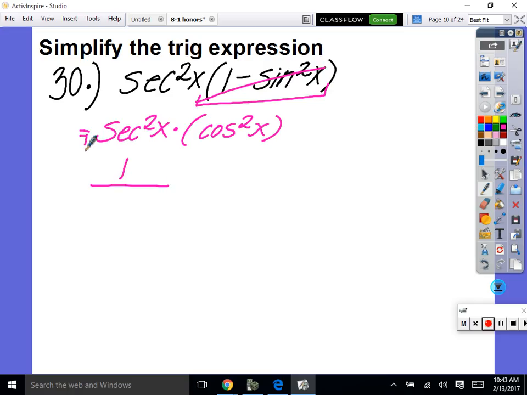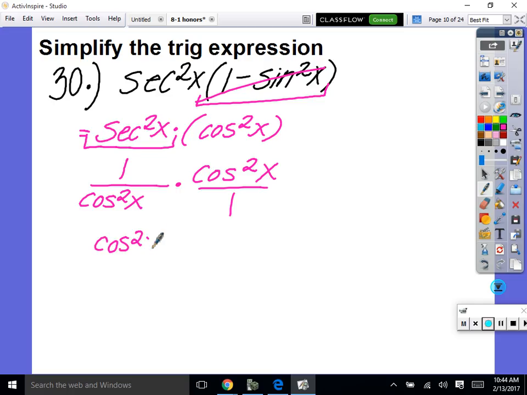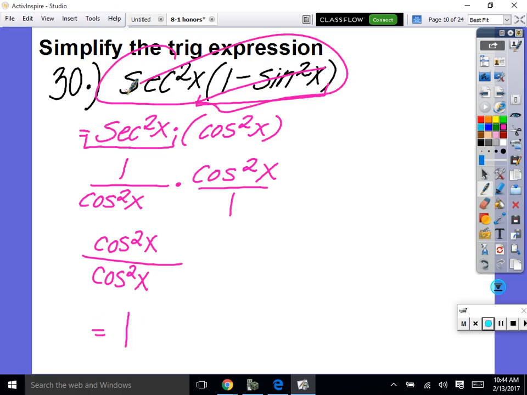So now secant squared x is 1 over cosine squared x. So we have 1 over cosine squared x times cosine squared x. Isn't that multiply straight across? Isn't that how fractions work? So this is your work. You'd show cosine squared x over cosine squared x actually equals 1. So that whole thing simplified to be 1. You would way rather do calculus with 1 than all that. Yes.